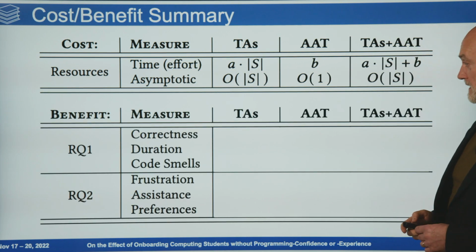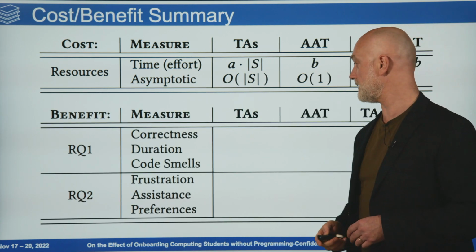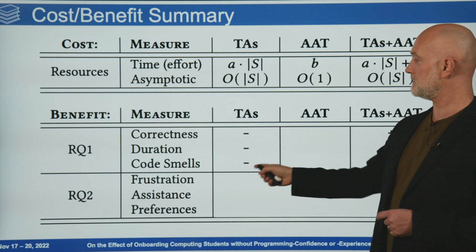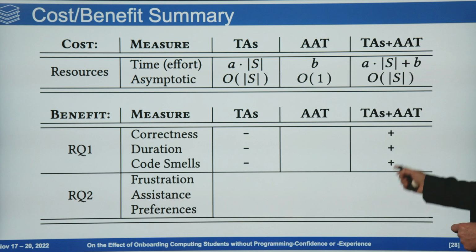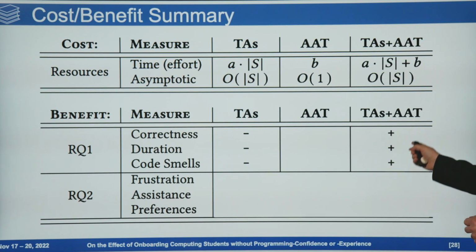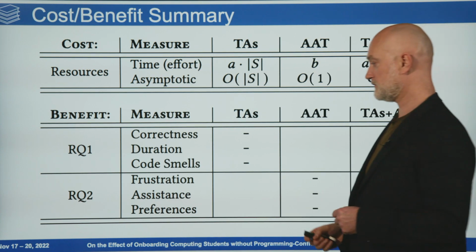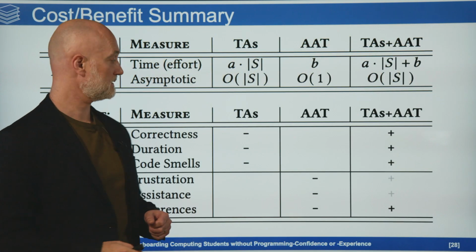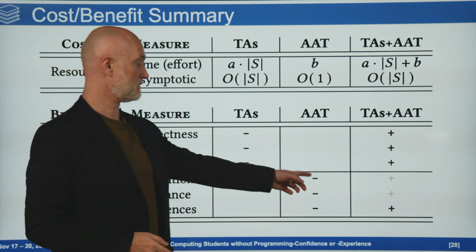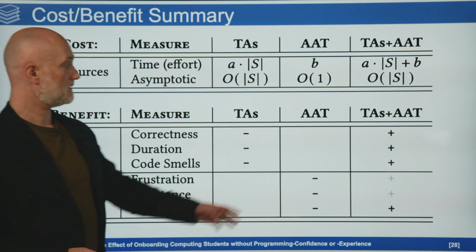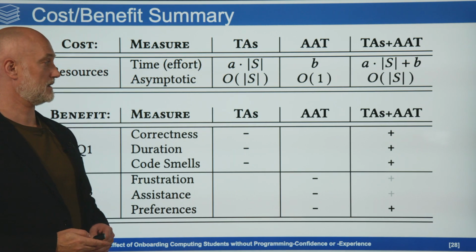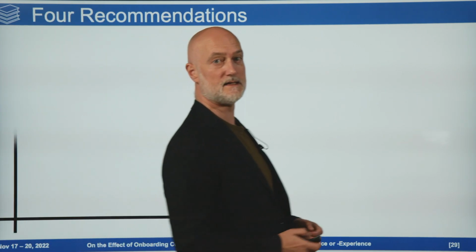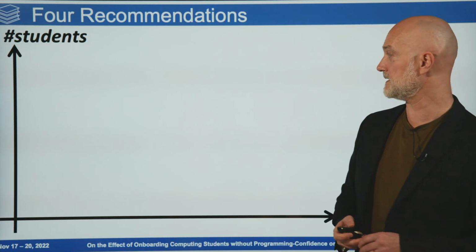If we look now at the benefits, for research question 1 we saw that the worst condition was having access to only feedback from TAs, and the best condition was having access to both a human and a computer. For RQ2, we saw that the worst condition was automated assessment alone, and the best one was having access to both manual and automated assessment. This leads us to 4 recommendations.